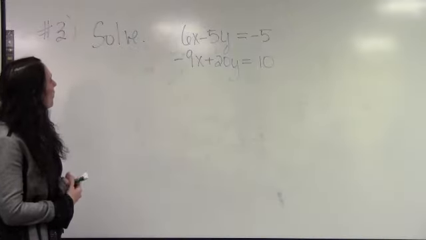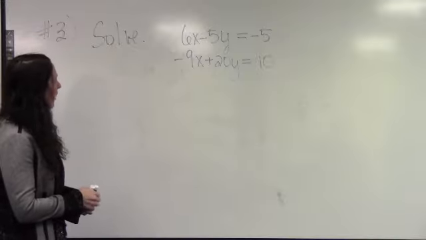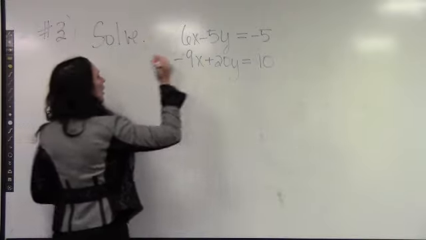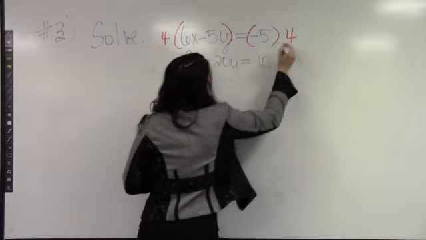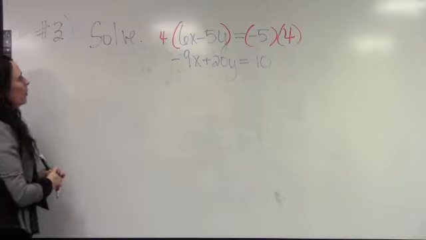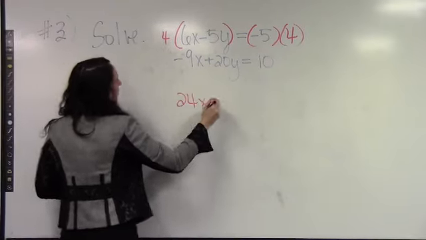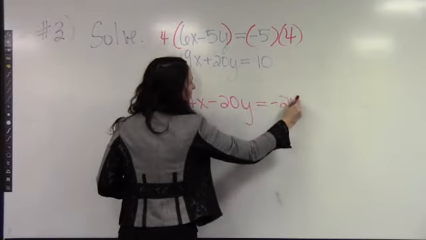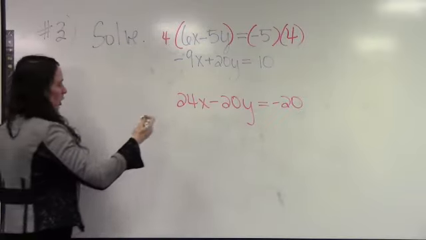So I'm looking at the problem trying to decide which letter would be the easiest to eliminate. 5. Okay, why? So what would I need to do to that top equation? Multiply by 4. Okay, I need to multiply by 4. So remember, whatever I do to one side, I have to do to the other side, correct? So we're gonna multiply through by 4, and I'm gonna have 24x minus 20y equaling negative 20. You agree that bottom equation we're just gonna rewrite because I'm not changing anything.